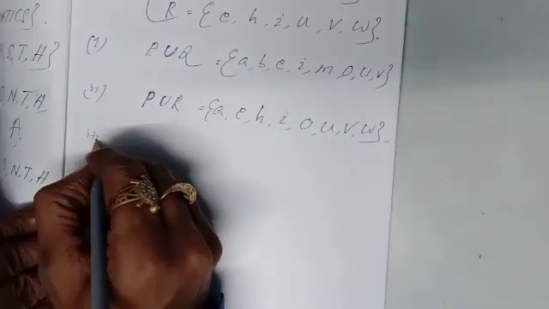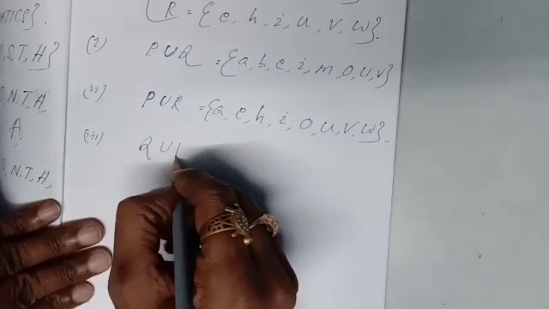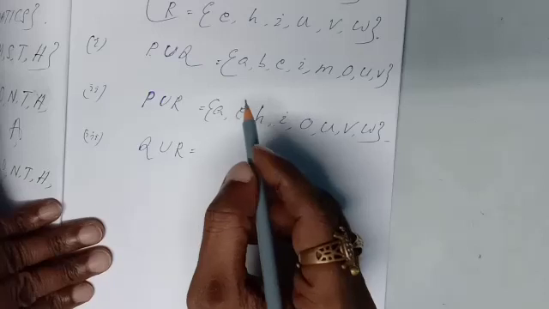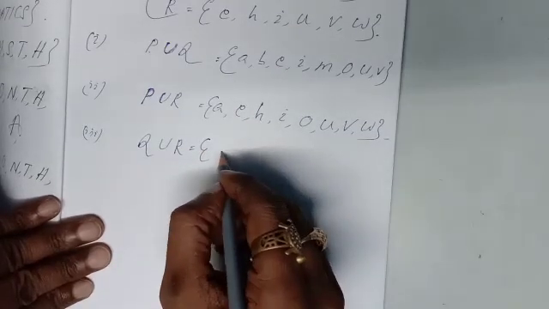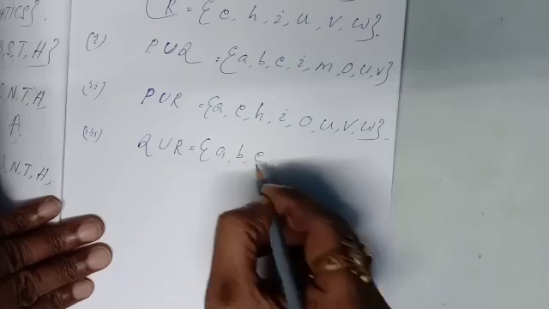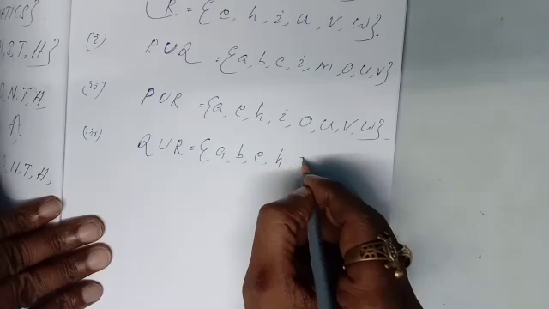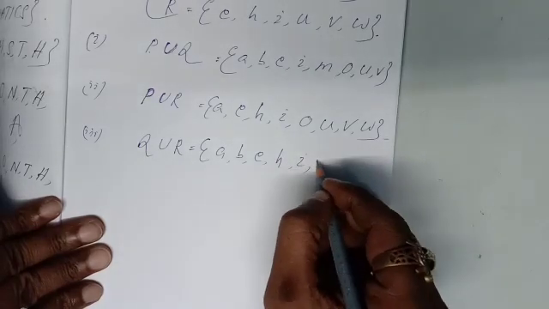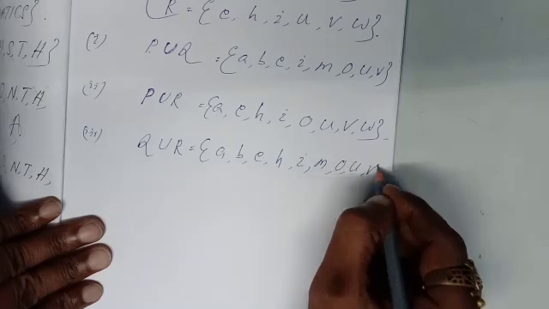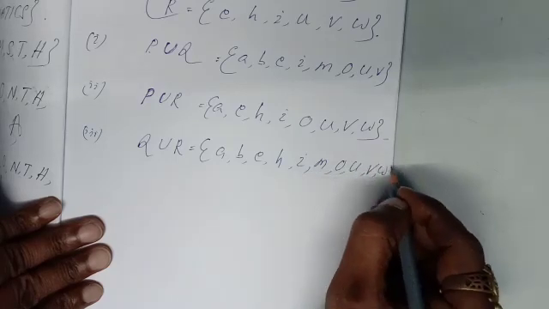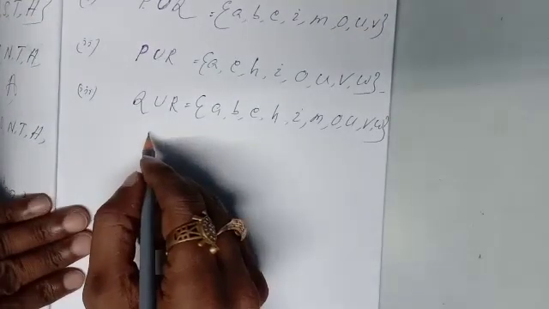And the third one: you have to find out Q union R. Q union R means all the elements present in set Q and set R. What is that? A, B, E, then H, I, M, O, U, V, and W. This one is Q union R.